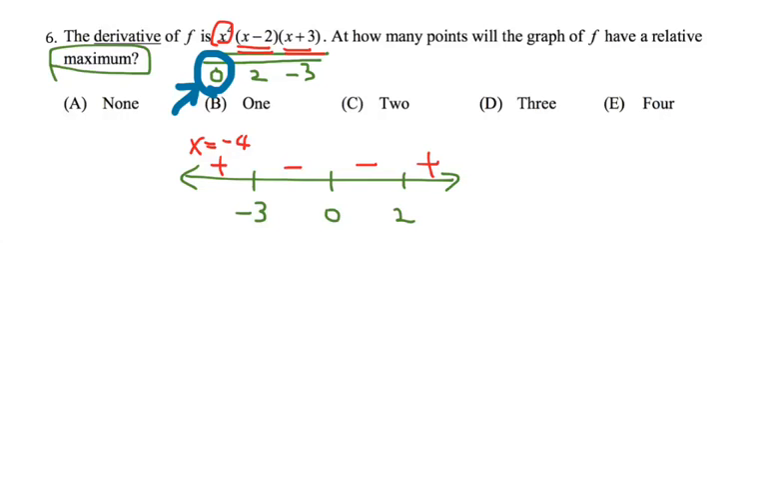How many points are we going to have a relative maximum? Right over here, at 1 point. Choice B becomes the answer. Alright, we'll continue in the second half very soon. See ya.